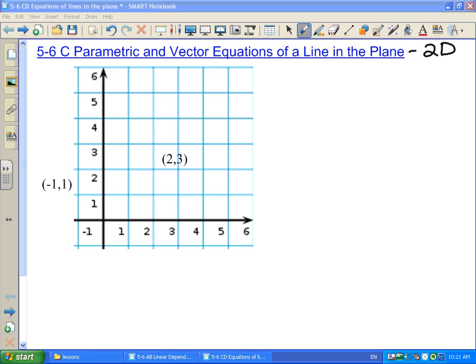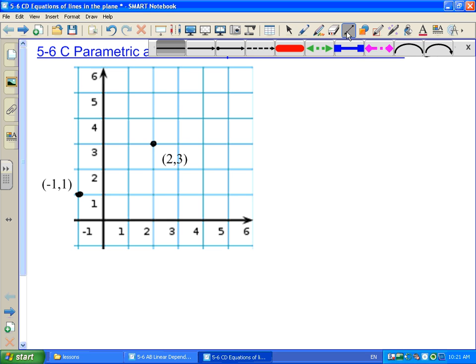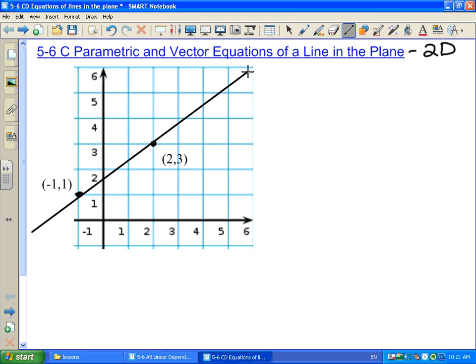One of the first things you learned in grade 9 was that all it takes in order to define a line in 2 dimensions are 2 points. So let's say we have 2 points on our line here: (-1, 1) and (2, 3). And we've got a line that goes through those 2 points. It's a straight line working its way through those 2 points.